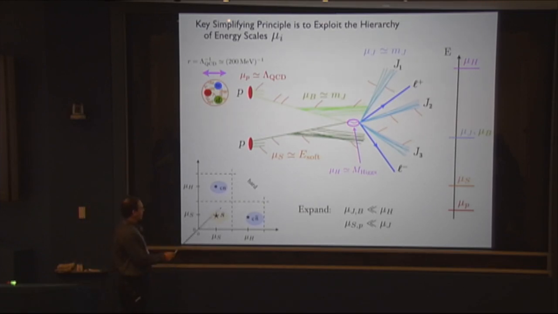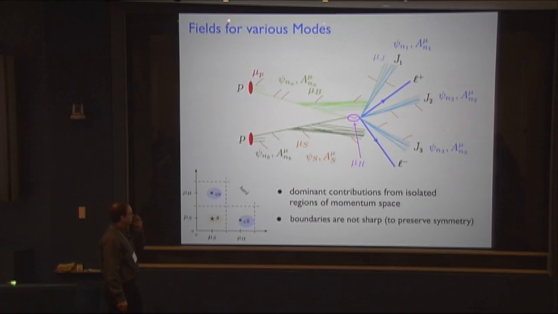So this is my cartoon of that. These are two collinear degrees of freedom, and here are some soft degrees of freedom. There's going to be some dividing lines between these degrees of freedom, and then these are going to be described by quantum fields, and I have to construct an effective Lagrangian for that. So the dominant contributions to these types of processes come from isolated regions of momentum space. And the boundaries here, even though I drew them kind of as sharp lines, they're not actually sharp because you have to preserve things like gauge symmetry and Lorentz invariance to some extent. So there's more complicated technical ways of drawing these boundaries related to distributions and subtractions and things like that. But I'm not going to get into it. You can ask me afterwards.